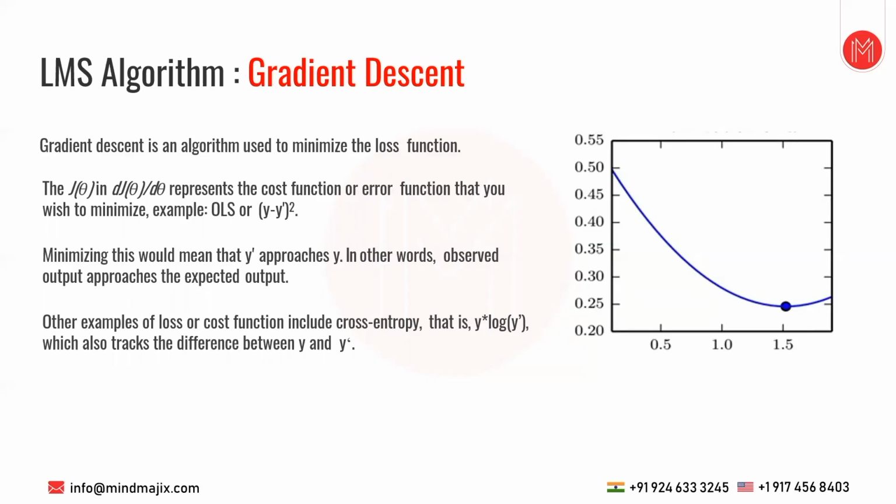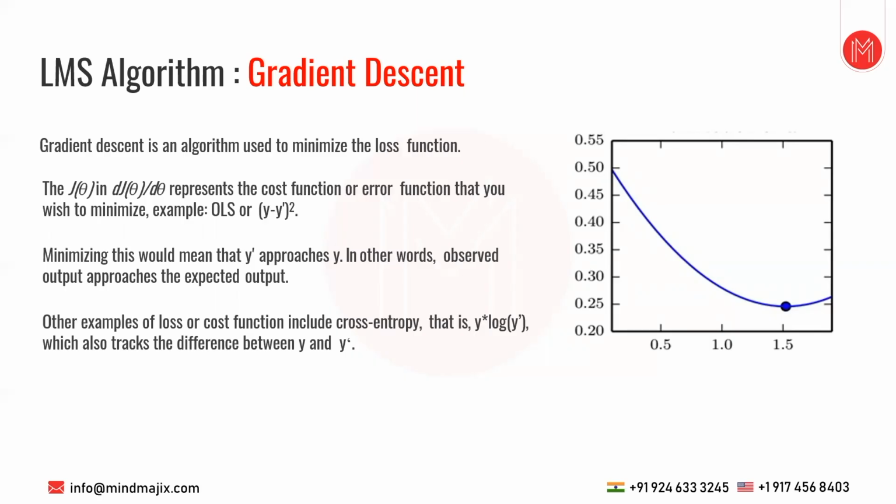So let's talk about some facts related to gradient descent. In gradient descent, J of theta and dJ of theta, the derivative of J of theta, represent the cost function or error function. The cost function has multiple names. One name is the error function that you wish to minimize, the OLS or the mean square error. That is your final target, because we have to reduce this mean square error. Minimizing this would mean that y hat approaches y. In other words, the observed output approaches the expected output. At the same time, we are trying to make the actual output and the predicted output the same number.